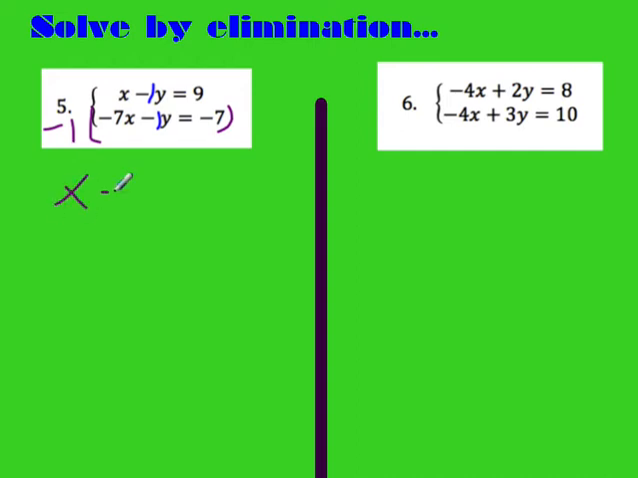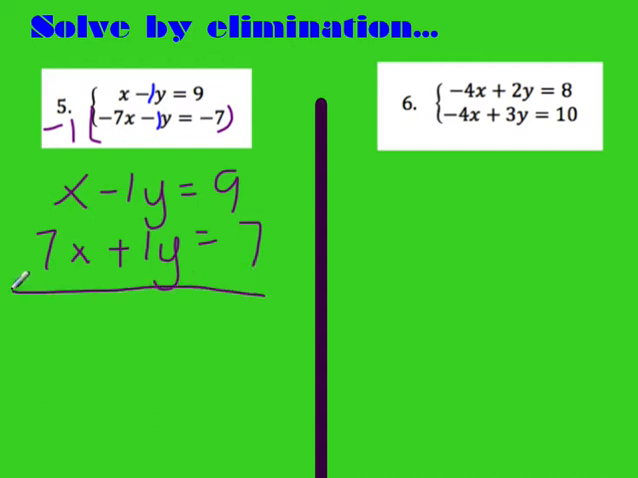So I have x minus 1y equals 9. That's going to stay the same up top. But then on the bottom, all of those signs are going to change. They all happen to be negative, so they all flip to a positive. So I changed all of those signs. Now I notice that I have opposite signs, so my y will cancel, and I'm ready to use elimination.